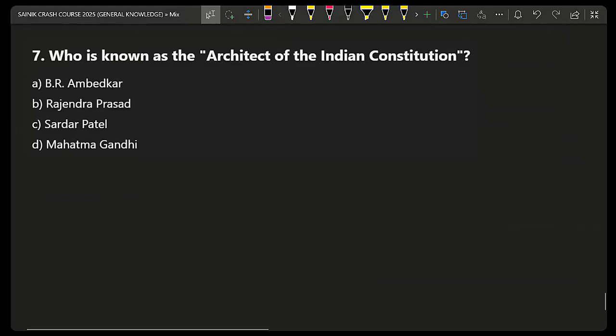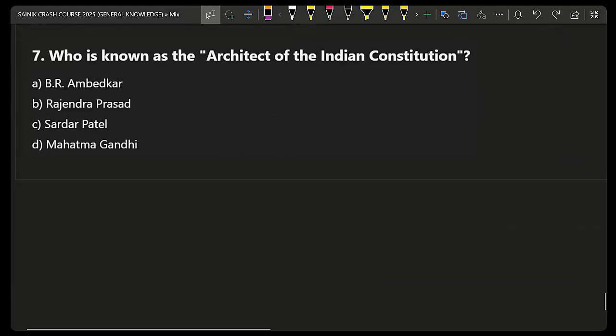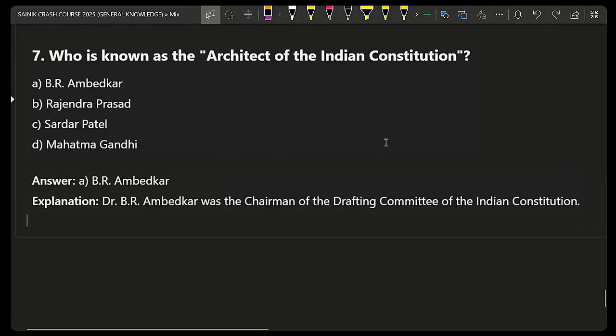And time up. 0 votes received for Mahatma Gandhi, 2 votes for wrong answer Rajendra Prasad, 3 votes for Sardar Patel, wrong answer, and majority of the class gave correct answer. Very good, that is 16 votes for B.R. Ambedkar. He is known as the architect of the Indian Constitution. You know his position about the Constitution: he is the chairman of the drafting committee of the Indian Constitution, and he is also known as the architect of the Indian Constitution. Next question.